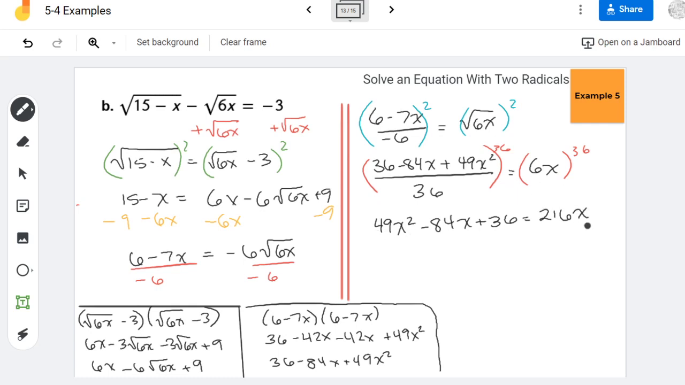All right, now in order to use factoring, quadratic formula, whatever, we have to get this expression by itself here. So I'm going to subtract the 216x over. Okay, so I have 49x squared and 84 and 216 makes 300.